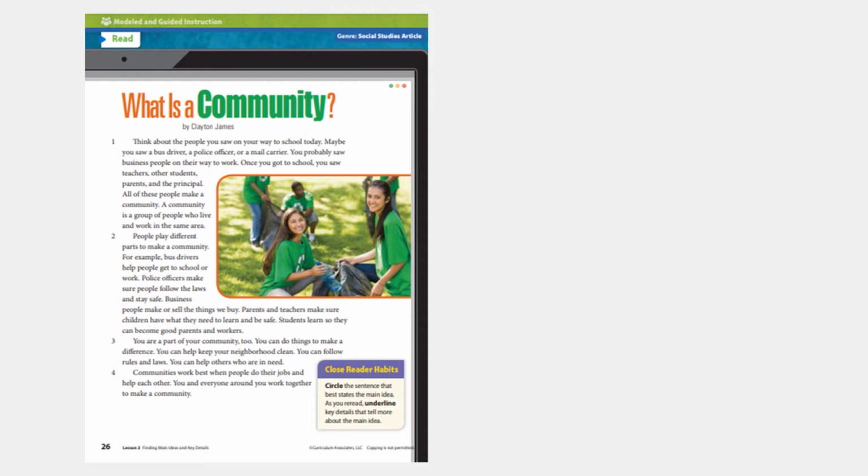You are part of your community too. You can do things to make a difference. You can help keep your neighborhood clean. You can follow rules and laws. You can help others who are in need. Communities work best when people do their jobs and help each other. You and everyone around you work together to make a community.